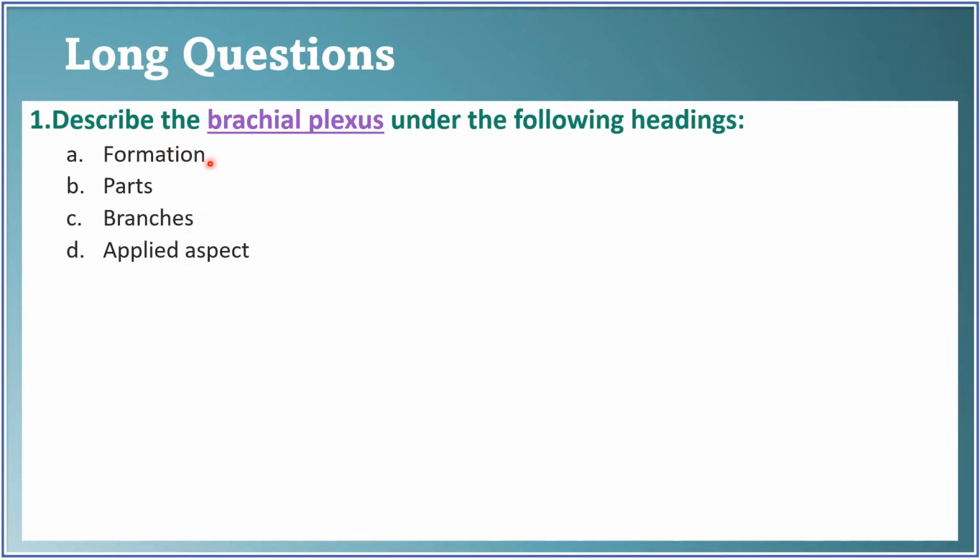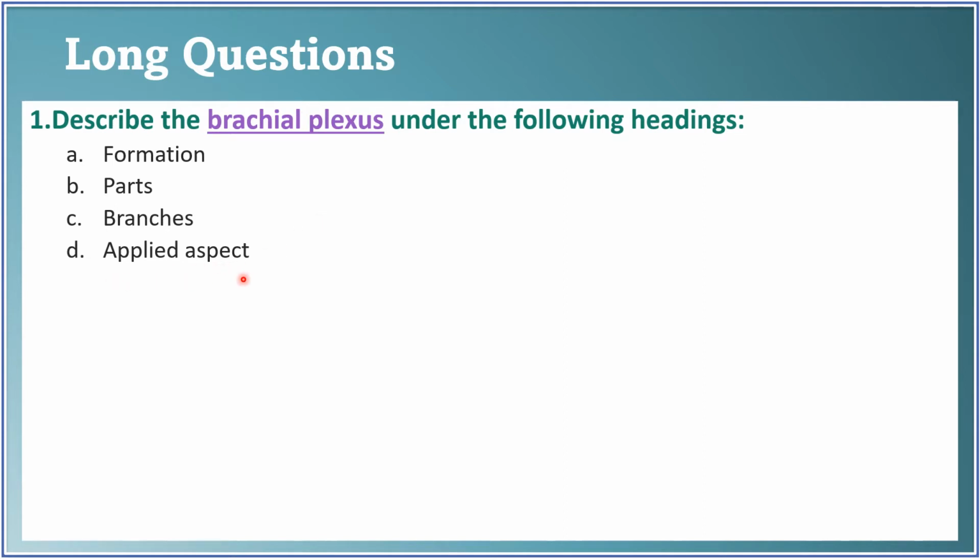That is, how it is formed, then what are its parts, branches and applied aspect. When branches is written, you don't have to write which structures are supplied by those branches. If it is written branches and distribution or structures supplied, only then you have to mention that. Regarding diagrams, whenever there is a long question, you are supposed to draw suitable diagrams also. It is written on the top of the question paper also. So here one diagram can do for this, showing formation, parts, branches, everything.